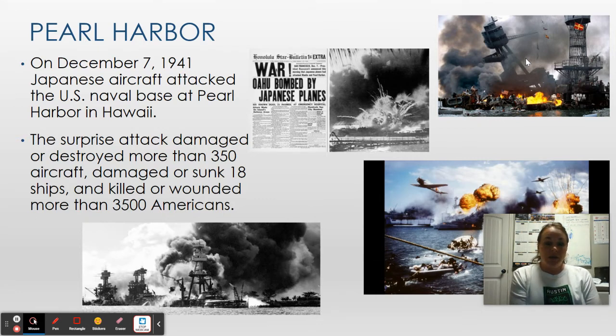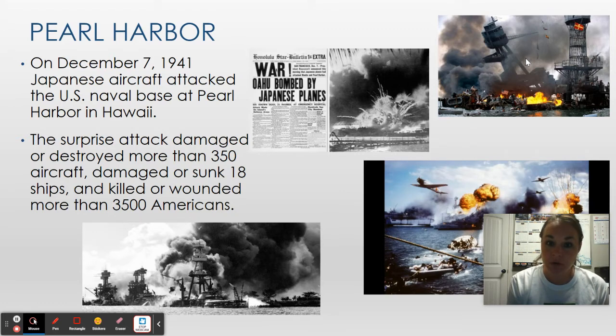Really, Japan had kind of engaged in peace talks with us because remember, we were economically sanctioning them, and we were not expecting them to be aggressive towards us. We really were thinking, well, they probably aren't going to mess with us. We mean too much to them in terms of a supply line. And oh boy, were we wrong.